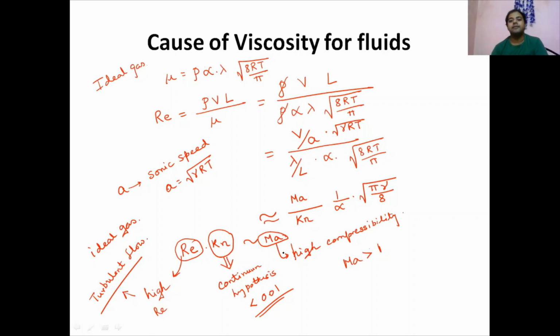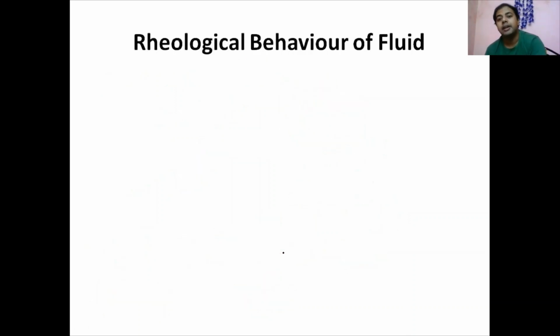That is a little deep fluid dynamics. I'm not going that far, just giving you some concept. I will discuss this concept later, and you may understand it at a later stage also. Now we'll come to the rheological behavior of the fluid. Rheology is the branch of science where we talk about the properties of the fluid.